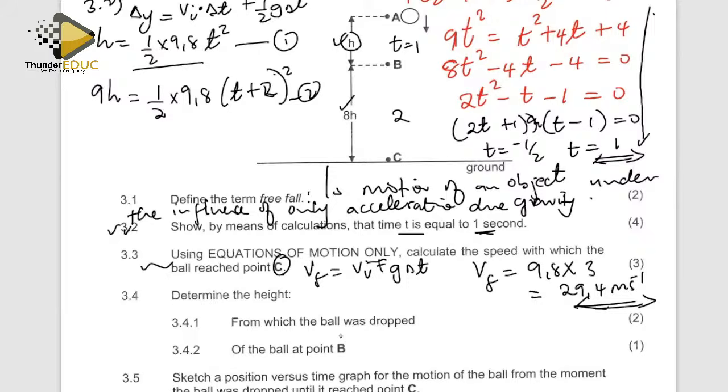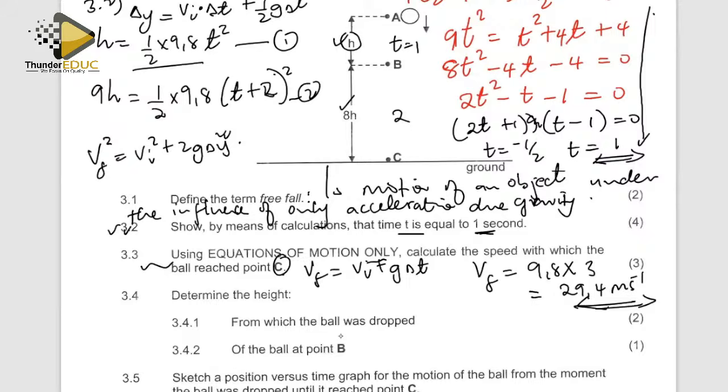The other alternative is by you going through the displacement approach and you use Vf squared is equal to Vi squared plus 2g delta y. Okay, you can also use this, but you'll have to find the total displacement first.